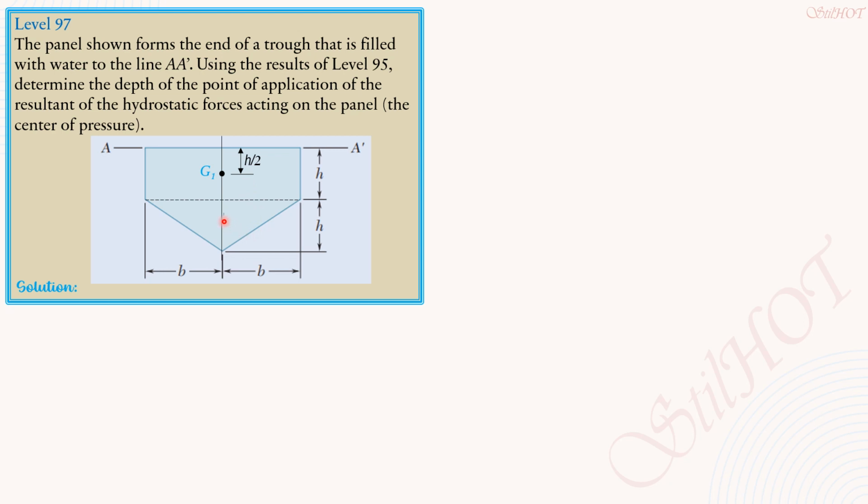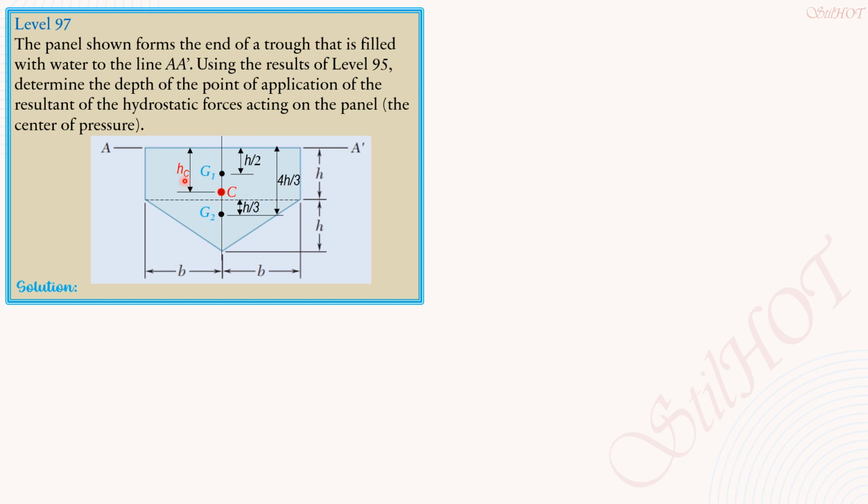For the triangle, the centroid is here, G2. This is 1/3 of h, then 1/3 of h plus h, so the distance of G2 from the waterline level is h plus h over 3, that is 4/3 of h, as shown. So h sub c, the location of the center of pressure C, is here, and the distance from AA' is h sub c as shown.